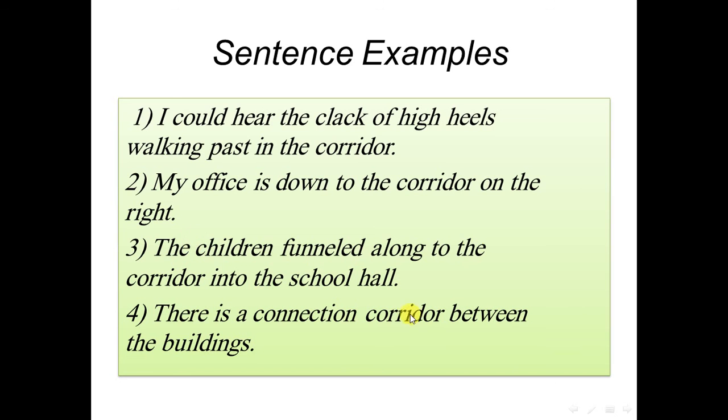Number three: the children funnel along the corridor into the school hall. And I've told you that in school halls there are rooms side by side, which means on each side they are parallel to each other. The rooms are parallel. I've shown you the picture so you know that. Number four: there's a connection corridor between the buildings. The engineer means that we have two buildings, and there's a corridor connecting them, so people can enter the other building by walking through the connection, which is a corridor.